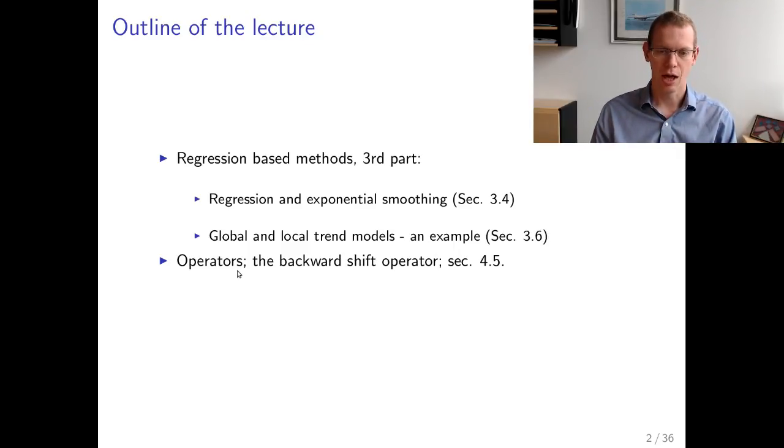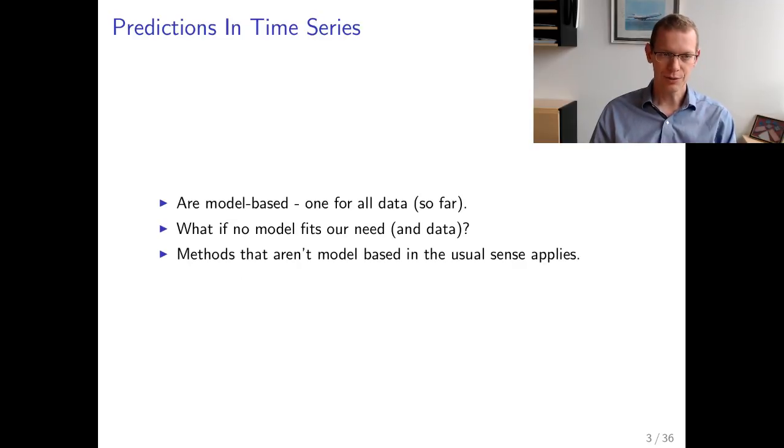So for now we have done model-based models covering all data so far. So one model fits all. In reality, sometimes there's no model that actually fits what we want to do. So what do we do in that case? That's the topic for today. We're going to make models that are not covering the entire time, but just doing something that is local, trying to find features as they are right now.